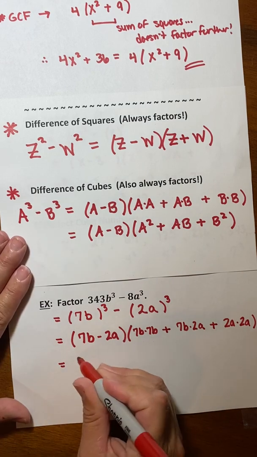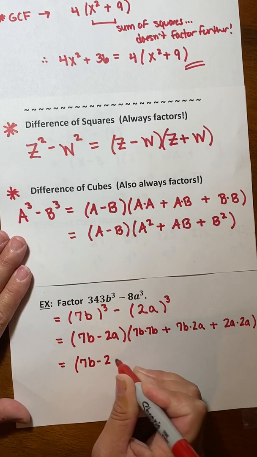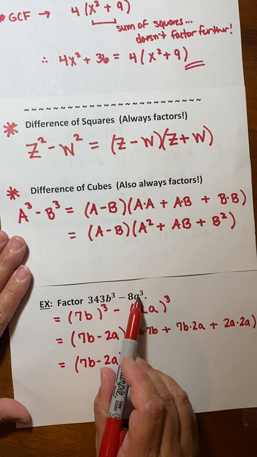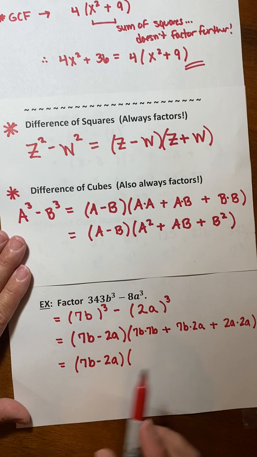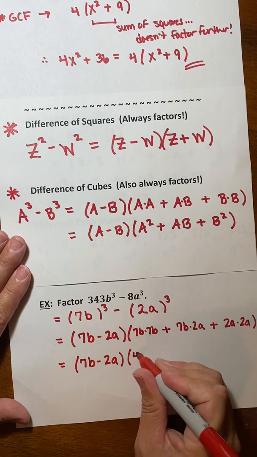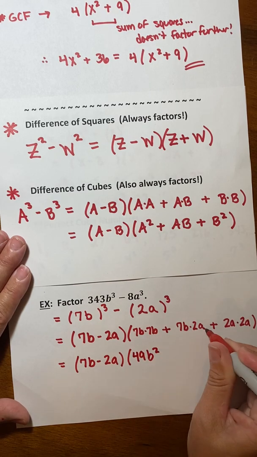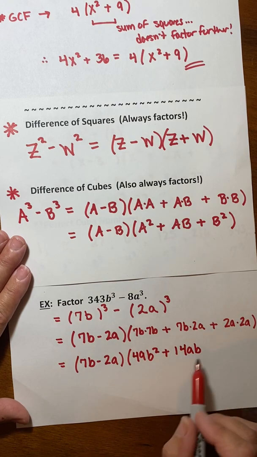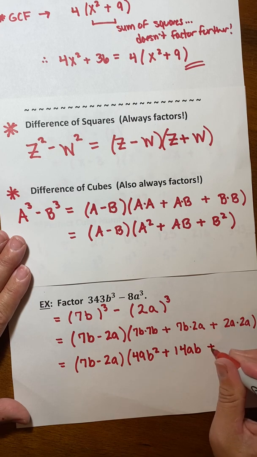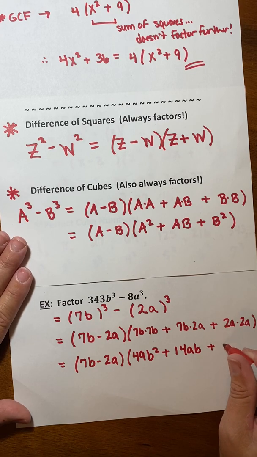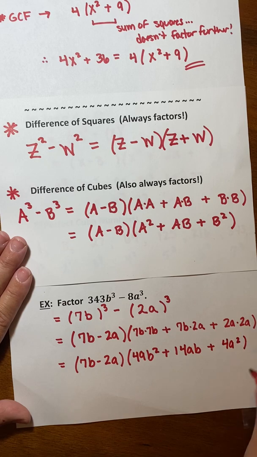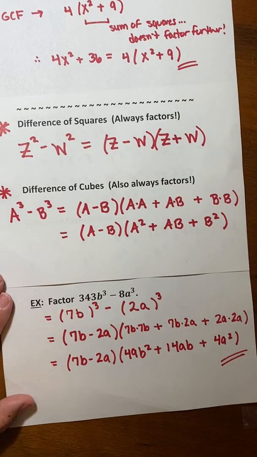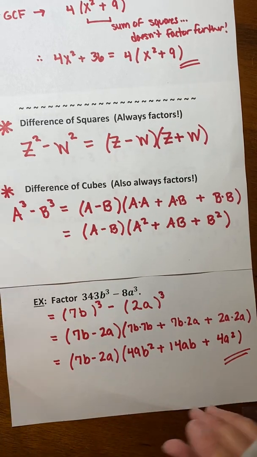So let's just clean this up. 343b cubed minus 8a cubed can be written as 7b minus 2a times 49b squared, 7b times 2a, 14ab. You can write ba, but we tend to write the variables in alphabetical order. And then 2a times 2a is 4a squared. And we are done. All right, kind of cool. Check it if you want, or you can just start trusting the process.